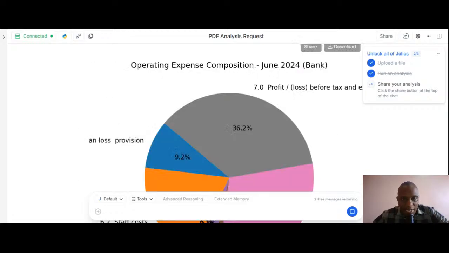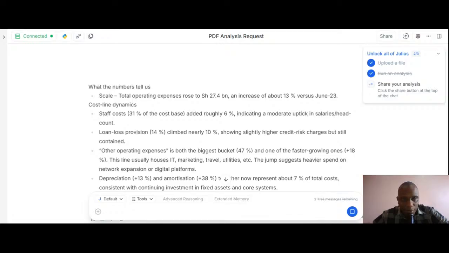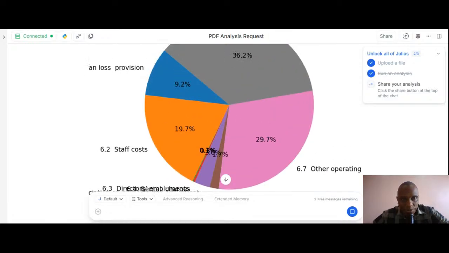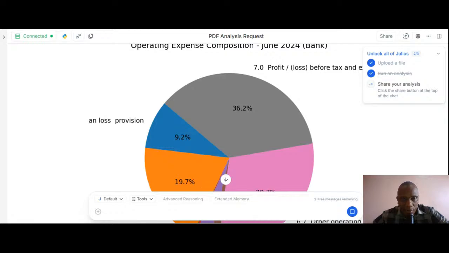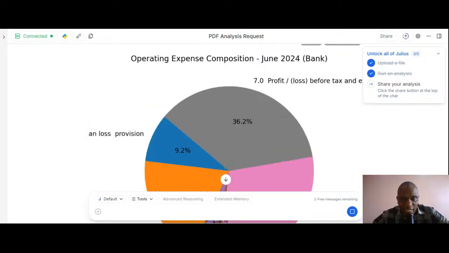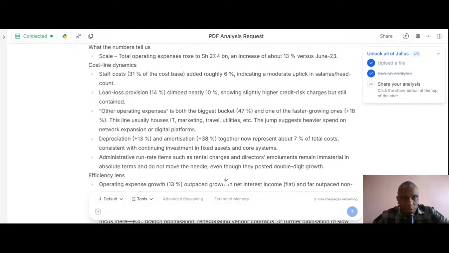So you can see it has cleared, it has looked at the data. It has drawn for me the pie chart for the expenses and labeled the pie chart with different colors. Then you have the explanation. What is the number? What does the number tell you?